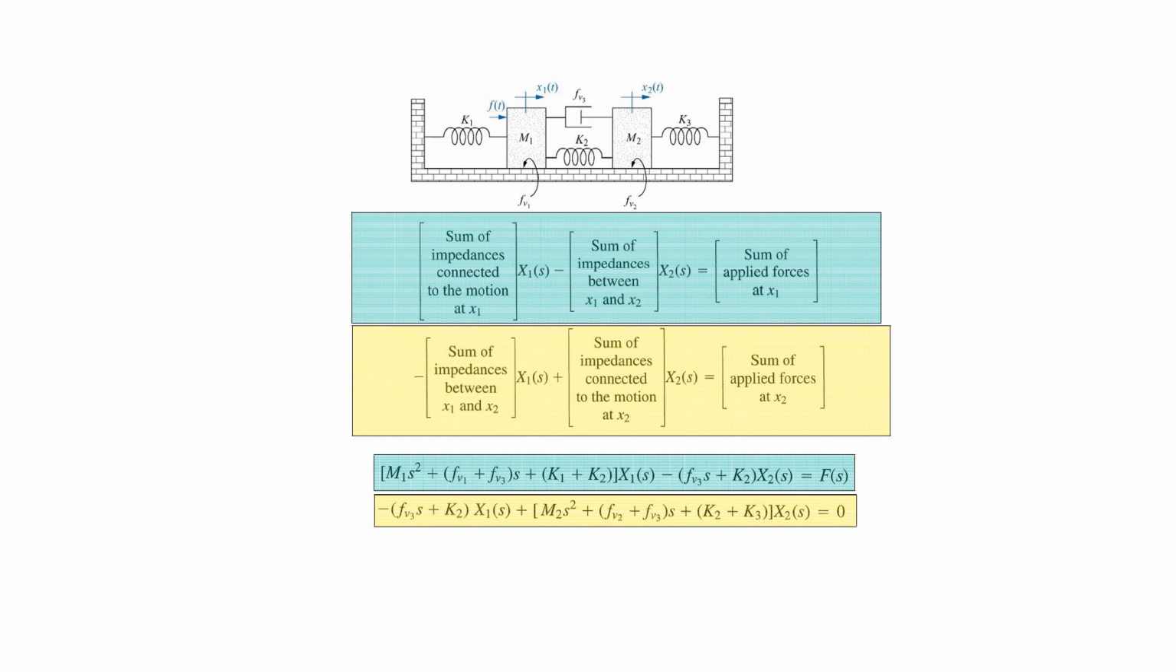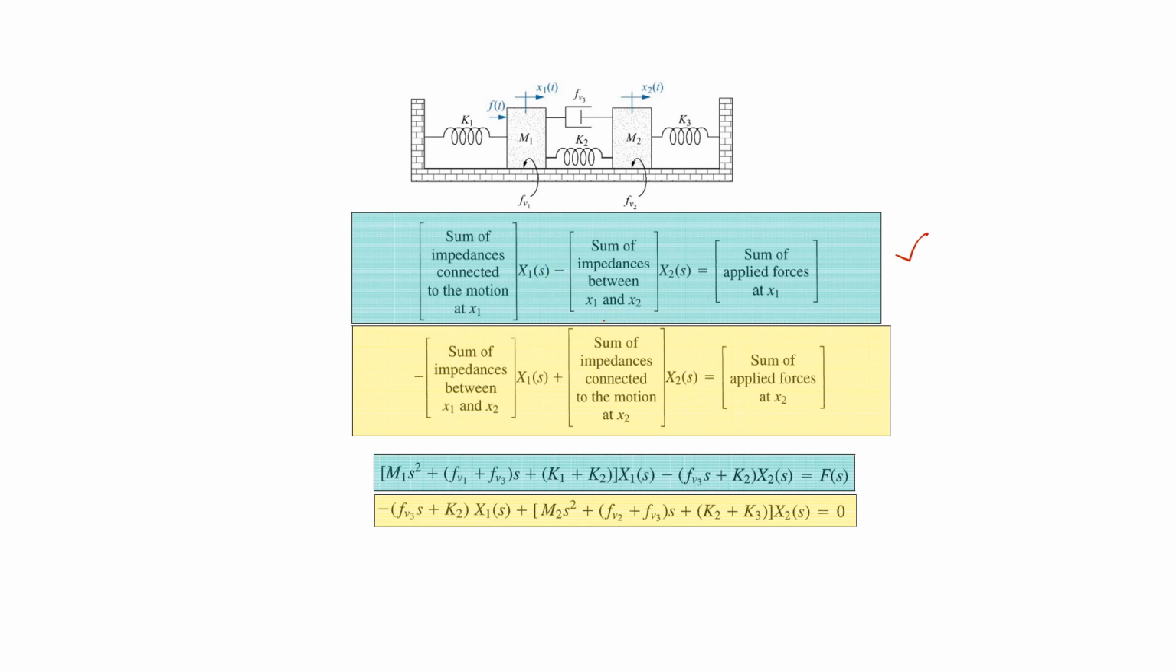Now we can find the equations of motion by using this observation-based method. For the first equation of motion for the mass m1, we add all of the impedances connected to the motion at x1 and multiply it with x1 here, and then we add all of the impedances between x1 and x2 and multiply it with x2, and all of these terms will appear with a negative sign, and on the other side is the sum of all the applied forces at x1.